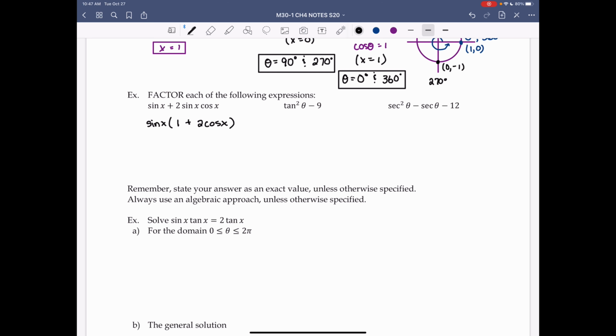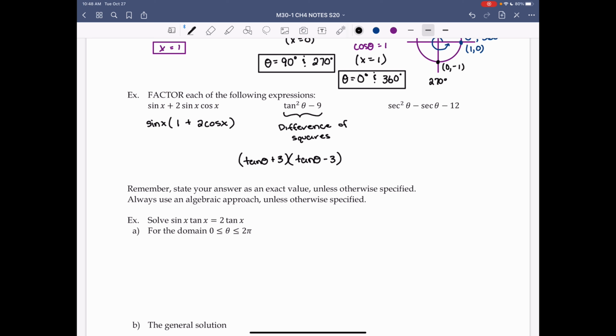Tan squared theta minus 9. This is a difference of squares. How do we know it's a difference of squares? The first term is a perfect square, the last term is a perfect square, and we have a minus between them, which is a difference. To factor a difference of squares, we take the square root of the first term, which would be tan theta. That goes at the beginning of each of our two binomials. The square root of the second term, the square root of 9, is 3, goes at the end of each of our binomials. One of them gets a plus, one of them gets a minus.